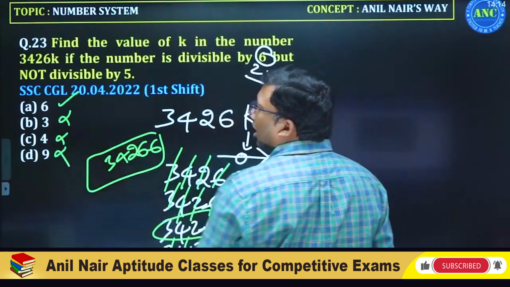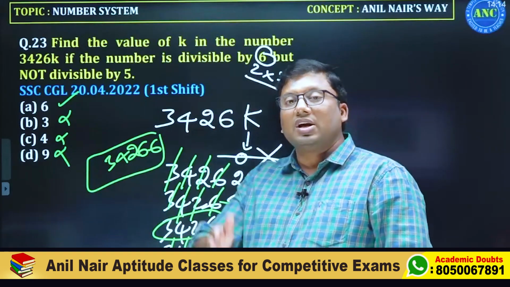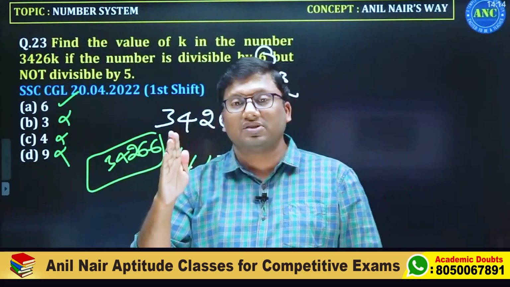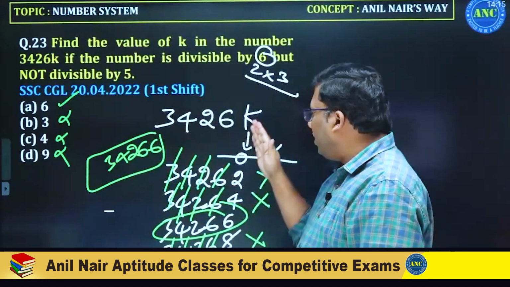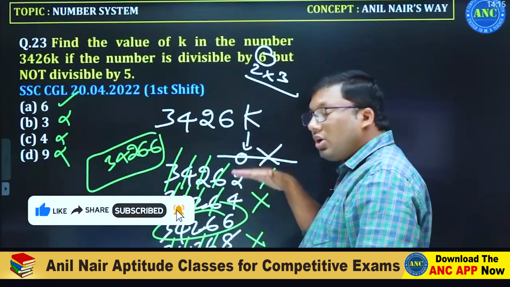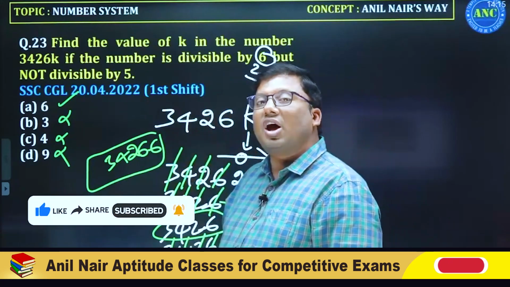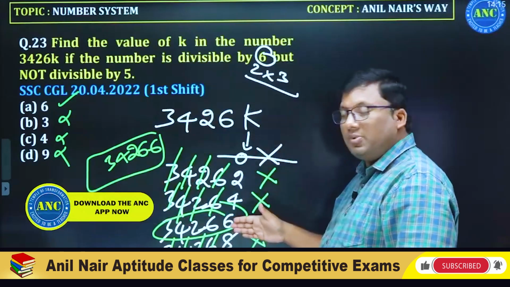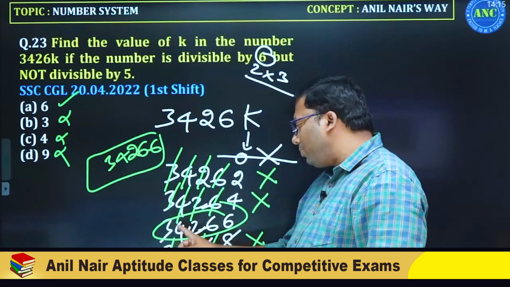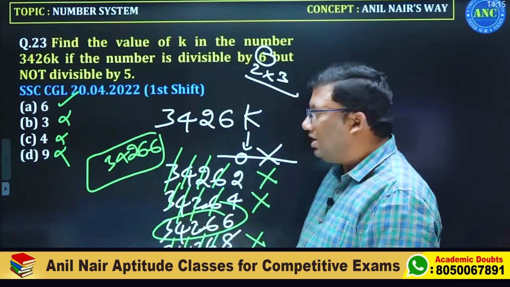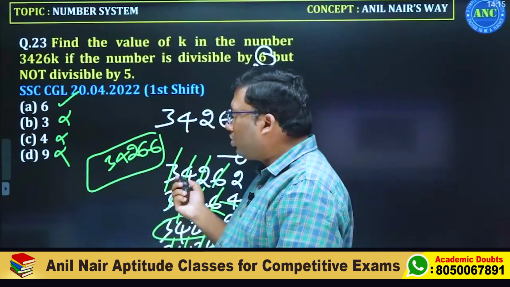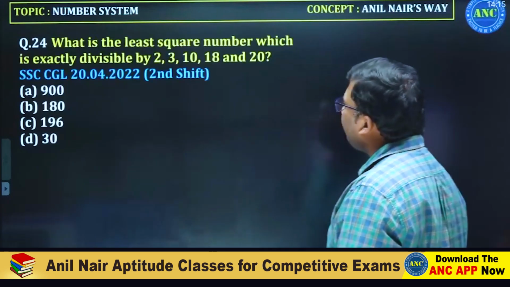All are based on composite number divisibility rule. Number is divisible by 6. Divisible by 6 means it should be divisible by 2 and 3. 2 means unit digit has to be even: 0, 2, 4, 6 and 8. 0 is not possible because the number is not divisible by 5. These are all the possibilities. It should be divisible by 3. Sum of the digits should be divisible by 3. 4 plus 2 it is divisible. 6 plus 6 it is divisible. Answer for this question is 34266. K value will be 6.